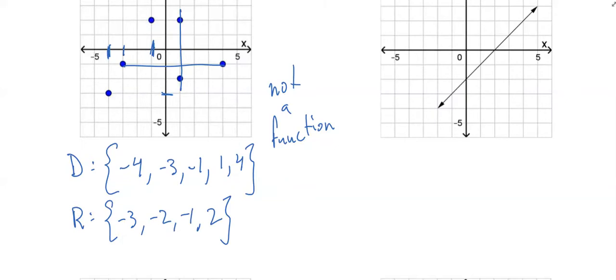Does it seem weird? Or does it seem okay? Okay, let's try the next one. We've got to do the domain and the range and then determine whether or not it's a function.